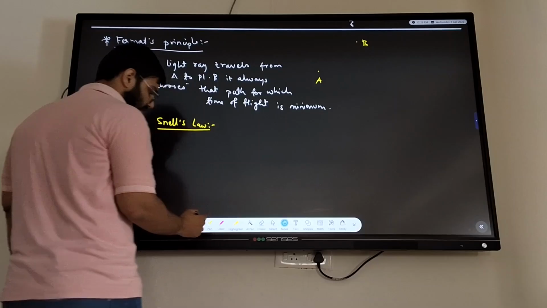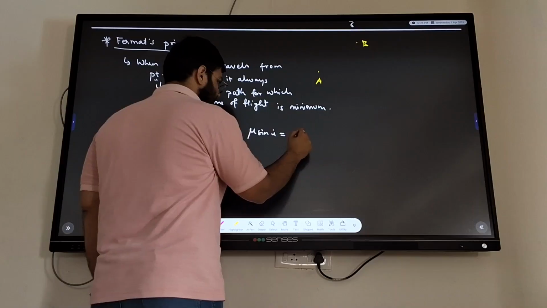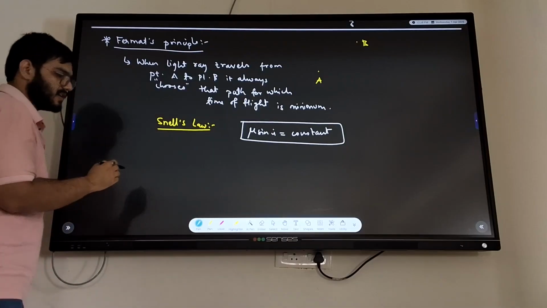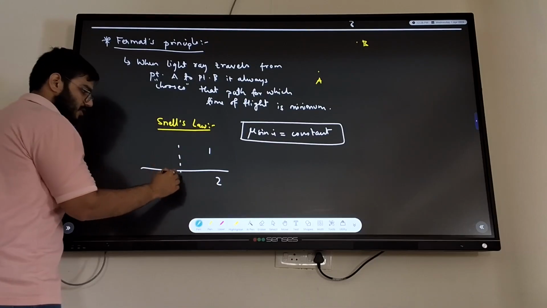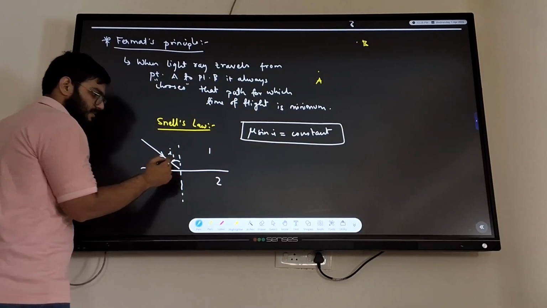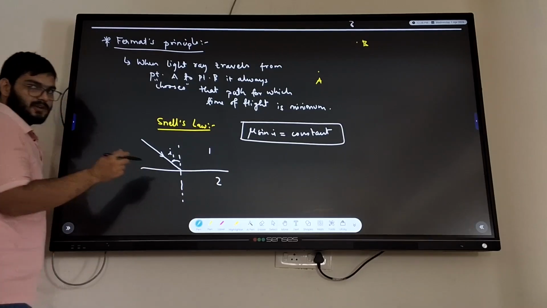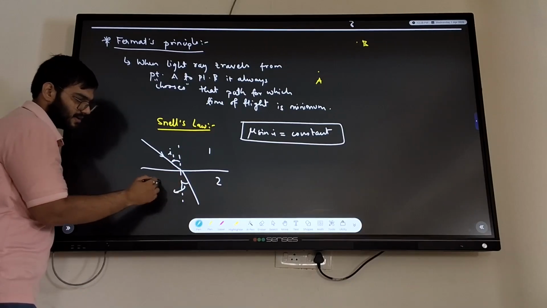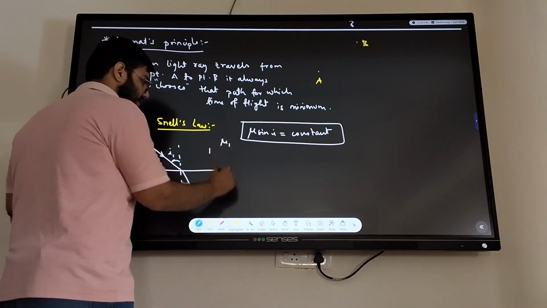Snell's law says that this quantity, this product, mu into sin I, is a constant. What do I mean by that? Let's say you have a boundary separating two mediums, medium 1 and medium 2, and there is a normal here. An incident ray comes here, incident at some angle I1. It gets refracted. Now it need not follow the same path. In general, let's say it takes some other angle I2. The refractive index here is mu1, here it is mu2.